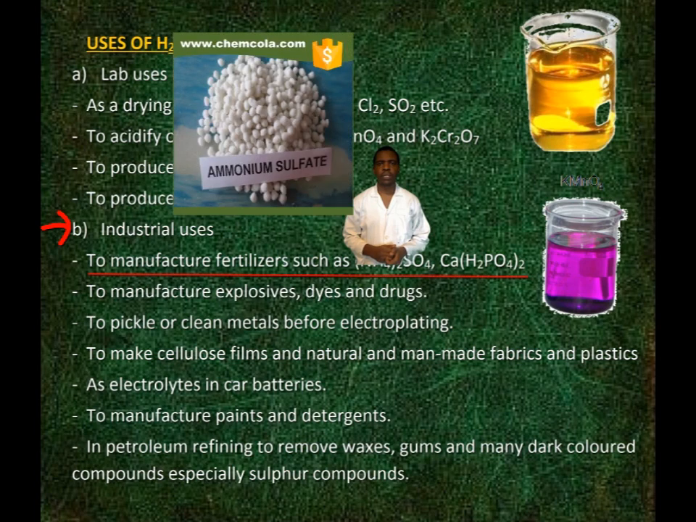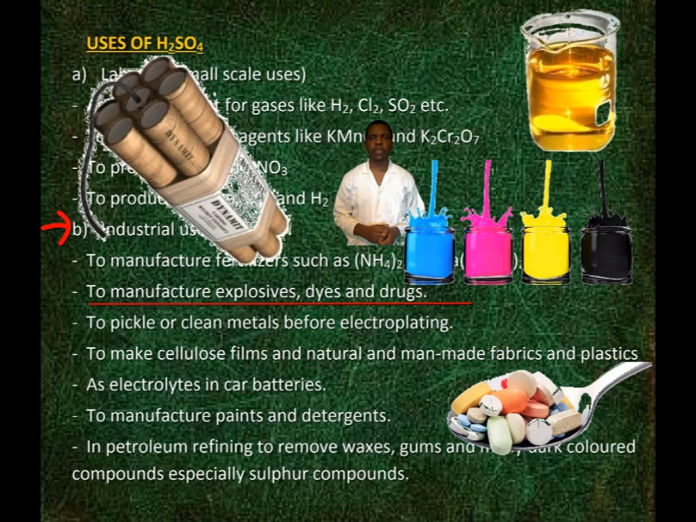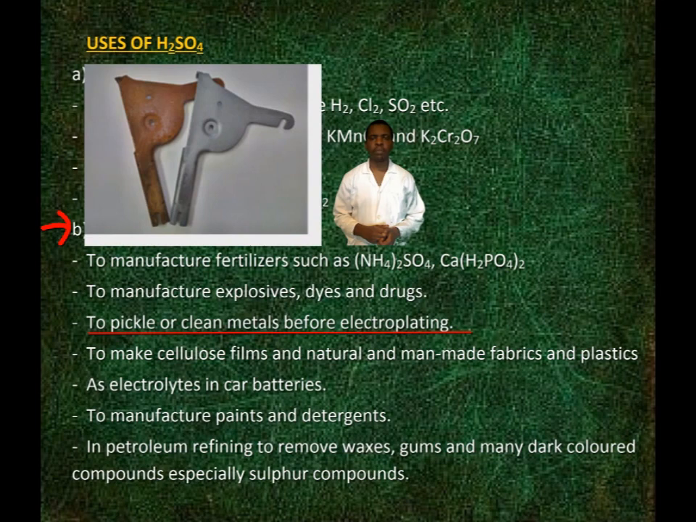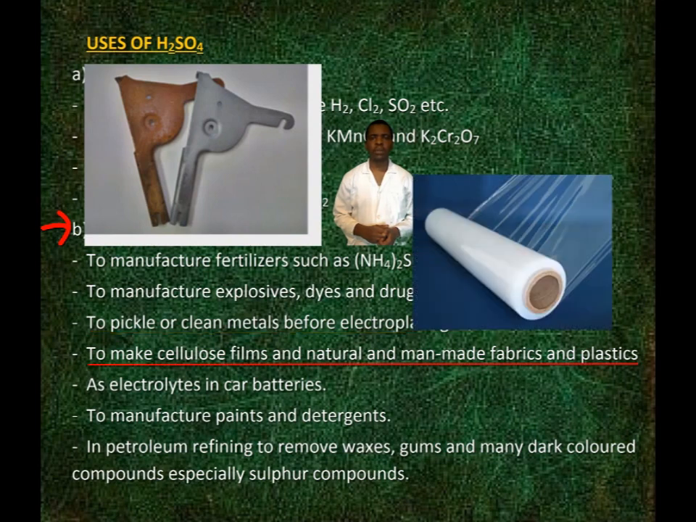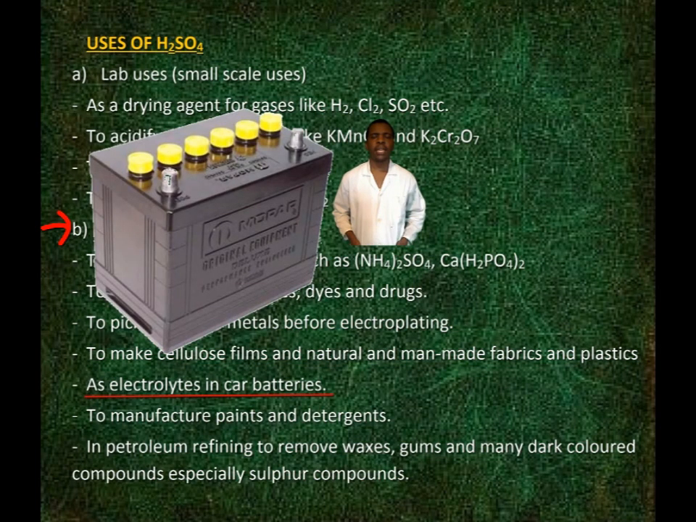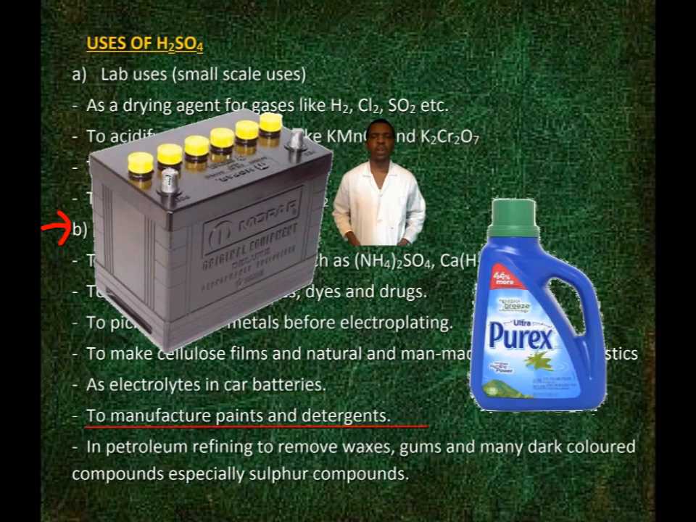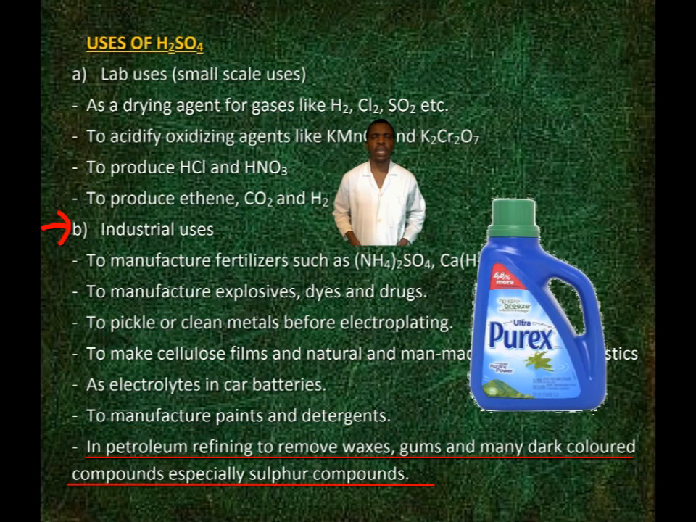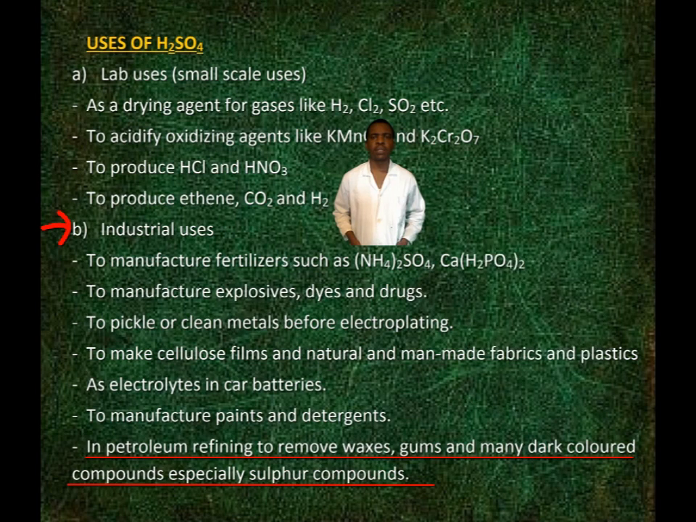B. Industrial uses: to manufacture fertilizers such as ammonium sulfate, calcium hydrogen phosphate, etc. To manufacture explosives, dyes, and drugs. To pickle or clean metals before electroplating. To make cellulose films and natural and man-made fabrics and plastics. As electrolyte in car batteries. To manufacture paints and detergents. In petroleum refining to remove waxes, gums, and many dark-colored compounds.